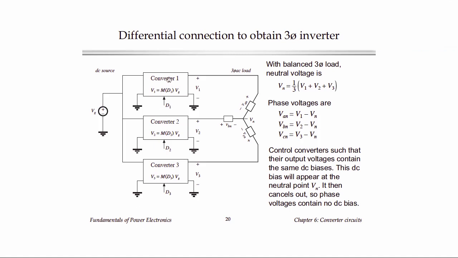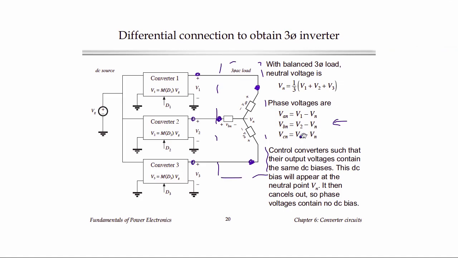So here we might have three different buck converters, one for each phase. Each buck converter produces an output voltage that is its duty cycle times the DC input voltage VG. And we connect our three-phase load differentially across the outputs of the three converters. Okay, so the line-to-line voltage from phase A to phase B will be V1 minus V2. The line-to-line voltage from phase B to phase C will be V2 minus V3, and so on, like this.